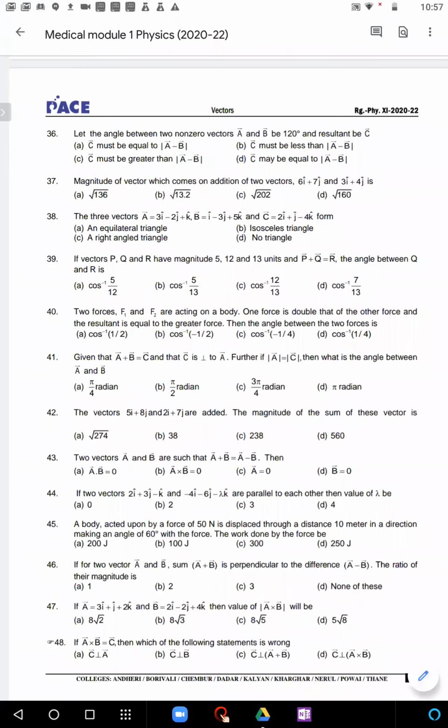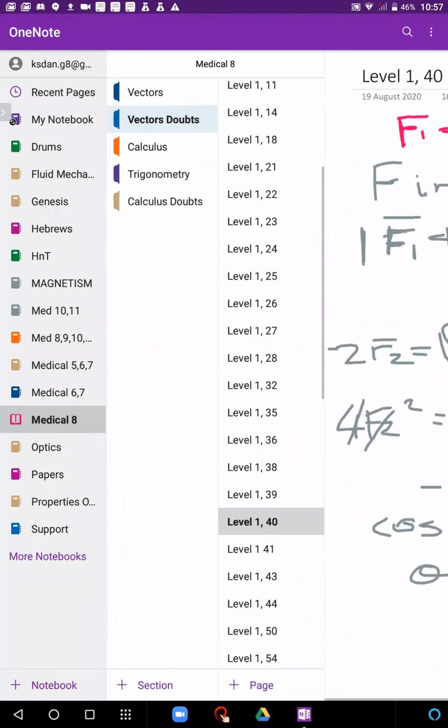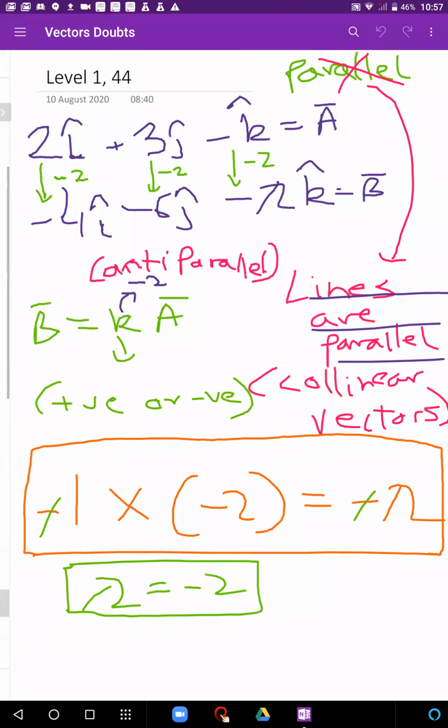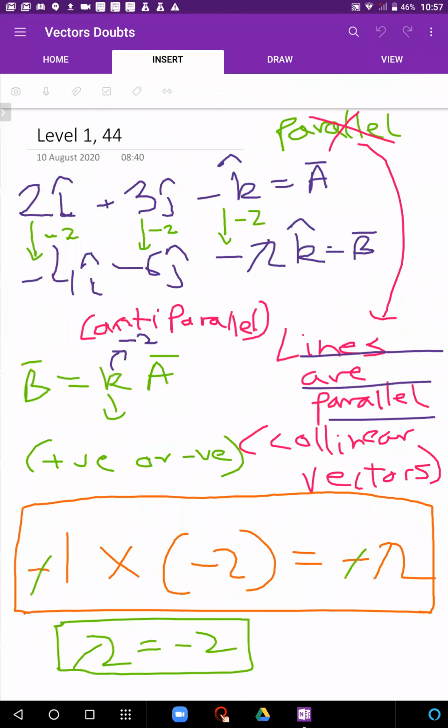अब इसमें actually थोड़ा एक technicality की बात है. If you remember, we say that vectors are... कैसे बताऊं?